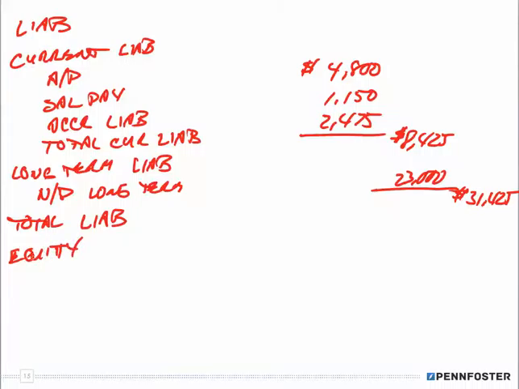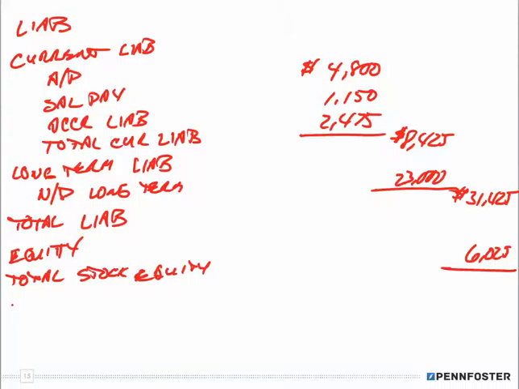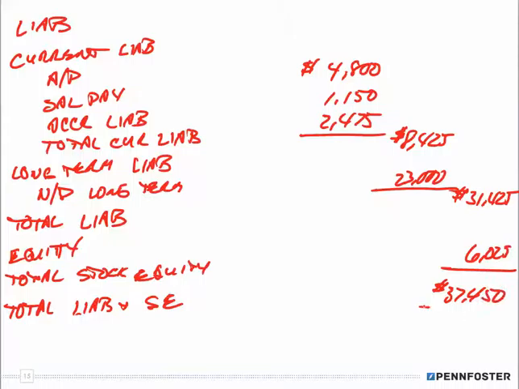Okay, that's stockholders equity, and since we only have a total stockholders equity account, that would go here for 6,025, and of course this is going to be my total liability and stockholders equity, which would give me the same amount as my total assets, 37,450, and double underline there because it's the end of a calculation.